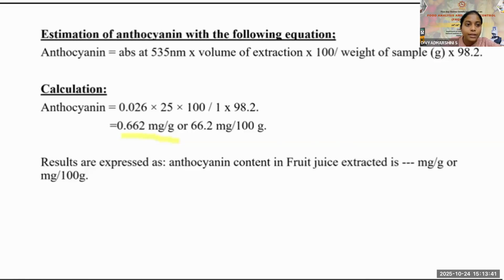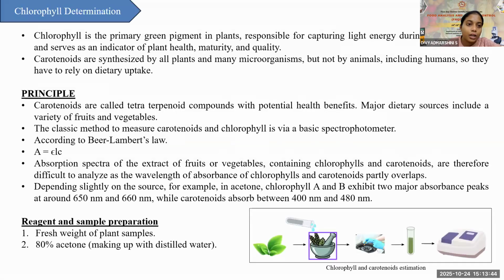Moving to the other experiment. The video demo for chlorophyll determination. So here we will also be talking about chlorophyll as well as carotenoid, which have similar wavelengths that partly overlap. Chlorophyll is a primary green pigment available in plants, which is responsible for capturing light energy during photosynthesis and serving as an indicator of plant health, maturity, and quality.